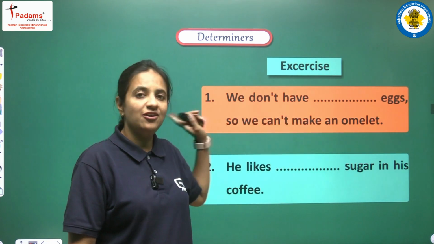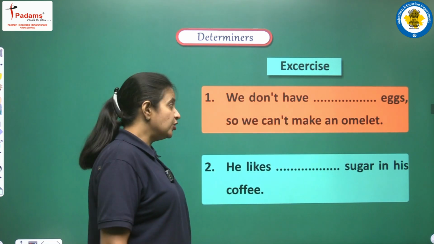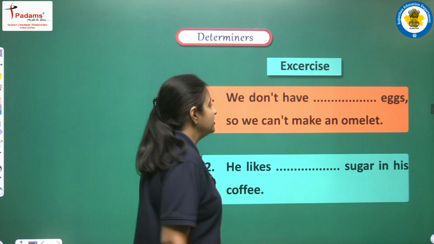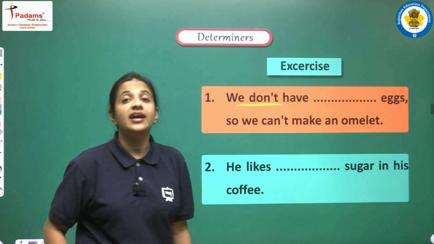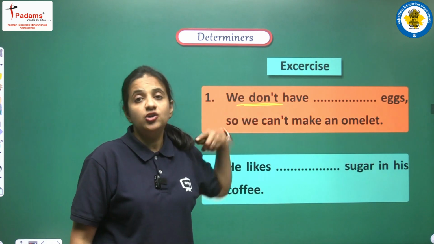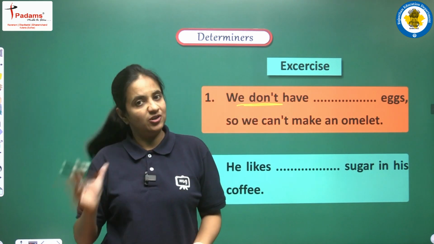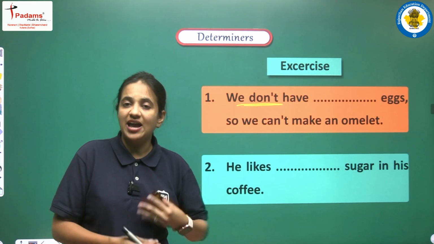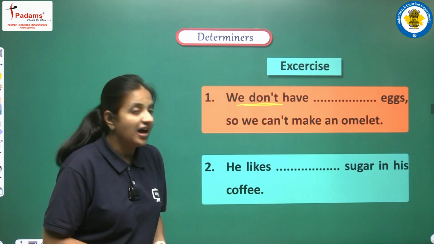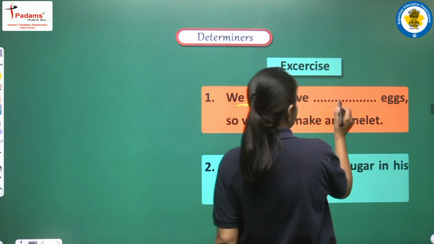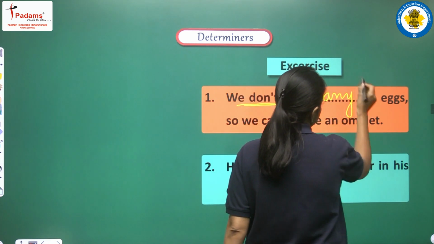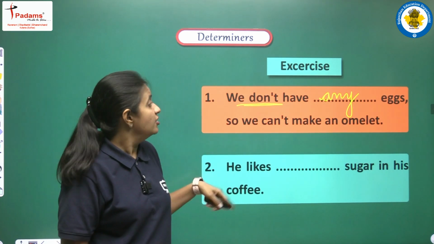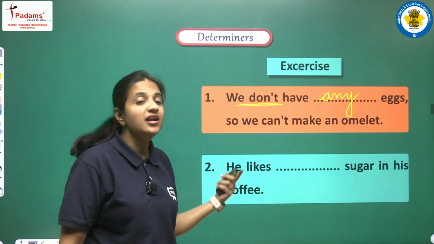Alright, so let's start with our very first sentence, that is, we don't have eggs, so we can't make an omelette. So here in this sentence, it is very much clear that we are having negative sentence because we are having don't. Don't means we are having do not. So because of not, we are having negative sentence. So yes, we have understood this thing clearly, that in negative sentences, we have to use any. So now here in this blank also, we will write any. Our answer is any, and the complete sentence will be, we don't have any eggs, so we can't make an omelette.